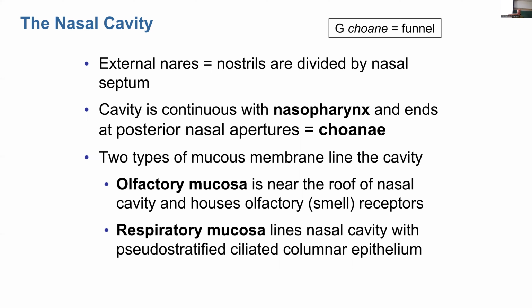And the cavity leads back basically to the nasopharynx. I'm going to show you a diagram in just a second here. And then at the back of this cavity are these openings where the air passes through called choanae. I mentioned that all of the inside of the nasal cavity is lined with mucous membranes, and there's two kinds of them. There's the olfactory mucosa, which is on the roof and houses those smell receptors. And then there's the respiratory mucosa, which lines the nasal cavity, and it's composed of pseudostratified ciliated columnar epithelium.